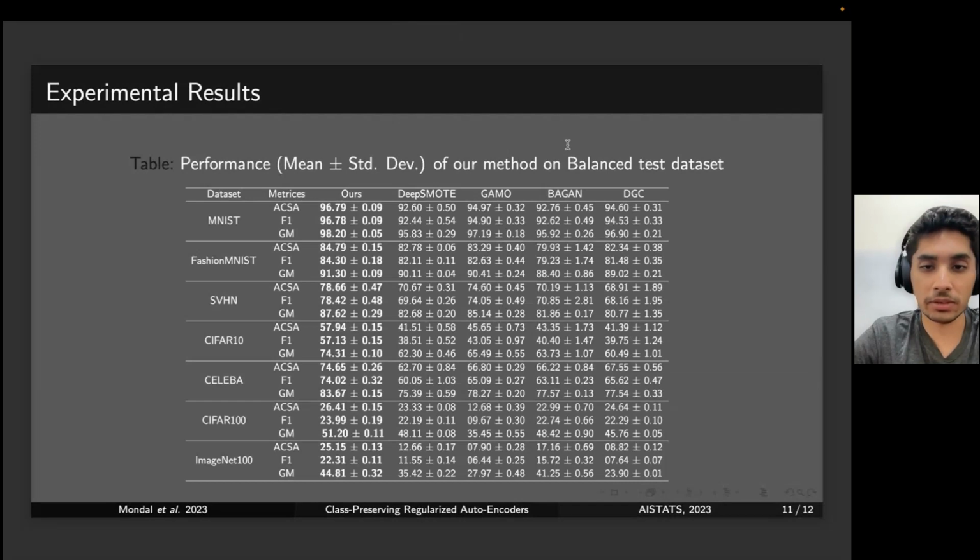Moving to the experimental results, here we can see the performance of our method relative to the previous SOTA methods. And we can see that the proposed method beats other methods by a significant margin.